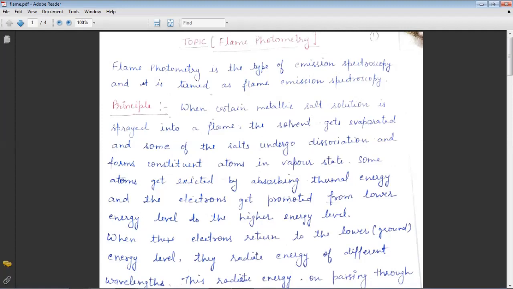After that, there is an emission. After the emission of energy, it comes back to the ground level. This emission spectroscopy is flame emission spectroscopy.